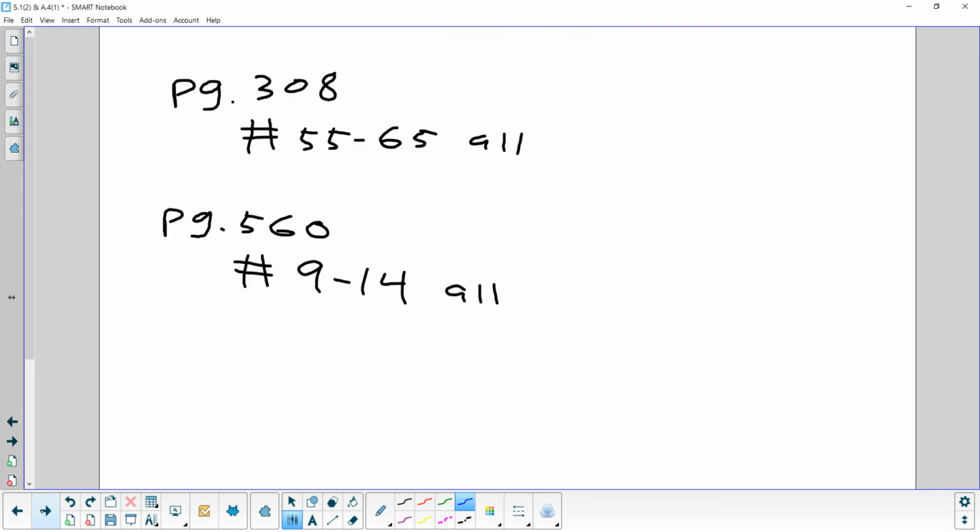So the first part of the homework on page 308 is on converting between rectangular and polar. And the second part of the homework, page 560, is on adding and subtracting complex numbers. Okay, so we'll look at those tomorrow. And tomorrow will be the last day of new material for the week. And then remember, we have Thursday off, and Friday will be technically our second test for term 2.